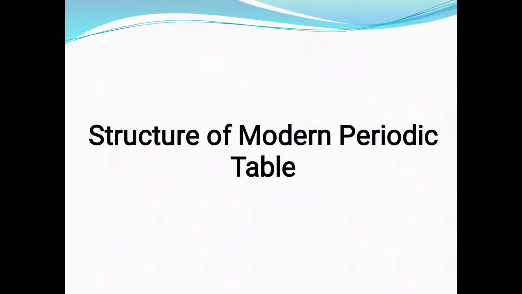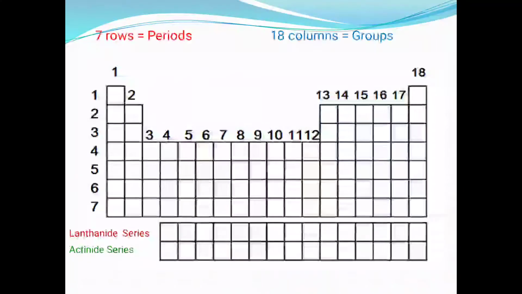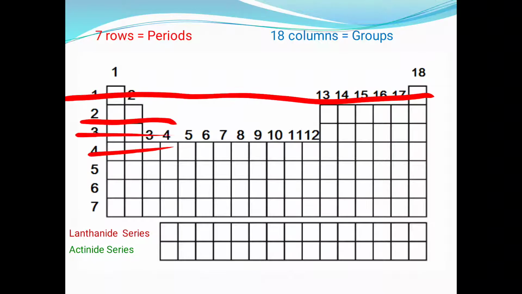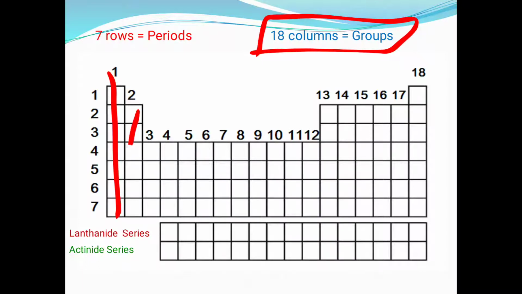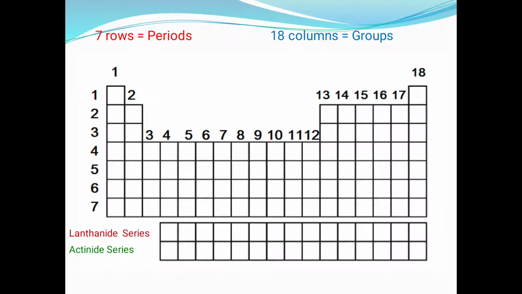So let's see the basic structure of modern periodic table. So this is the table actually. If you see, this table consists of 7 horizontal rows. Okay, so these horizontal rows are called periods. Along with 7 periods, the table also contains 18 vertical columns. See, this is the first column, this is the second column, like that there are 18 vertical columns. Okay, and such 18 columns are called groups. So the table has 7 periods and 18 groups.